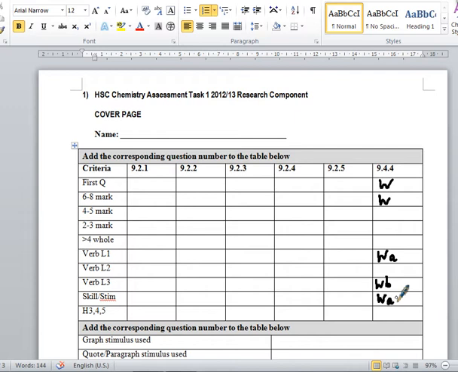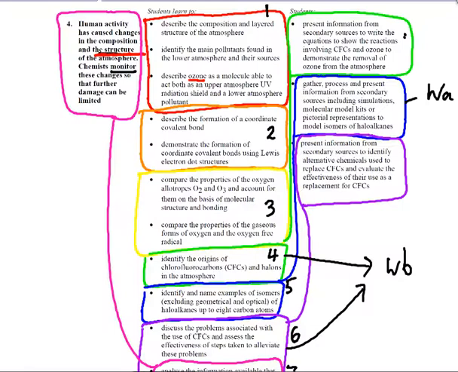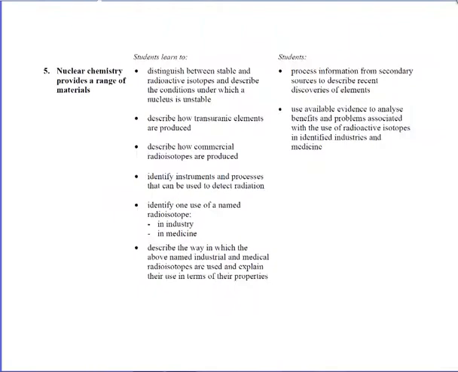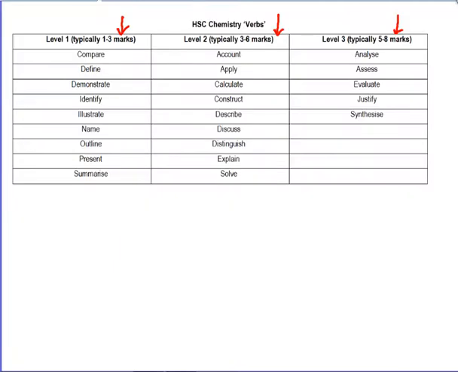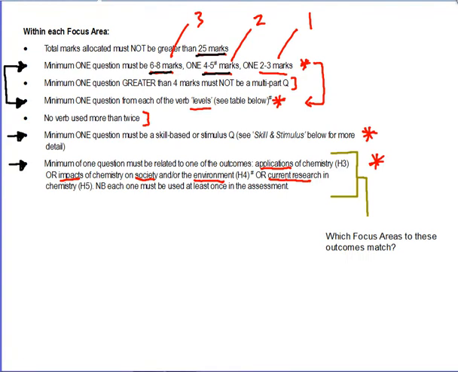Did it involve H3, 4 or 5? Quite possibly it did. H3, 4 and 5. Let's go back and refresh what those were about. Okay, H3, 4 and 5: applications of chemistry, impacts of chemistry on society and the environment, or current research in chemistry.